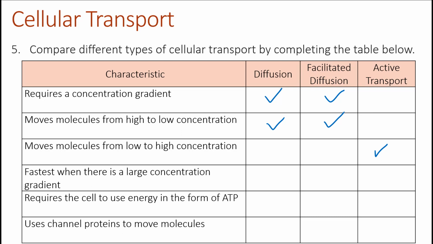Fastest when there is a large concentration gradient, that's going to be diffusion. So the bigger the difference between the areas of concentration, the bigger the concentration difference, the faster it will diffuse. Requires the cell to use energy in the form of ATP, that would be our active transport. And using channel proteins to move molecules would be facilitated diffusion.